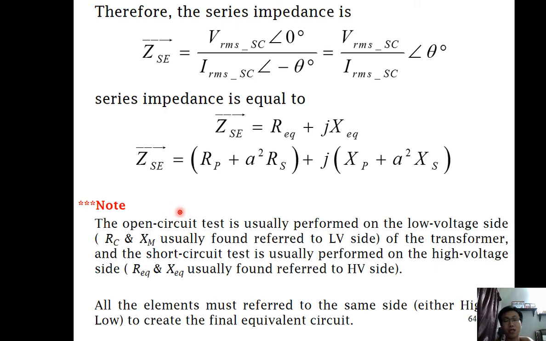So note that the open circuit test is usually performed on the low voltage side. Then R_C and X_M are usually found referred to the low voltage side of the transformer. And the short circuit test is usually performed on the high voltage side. R equivalent and X equivalent are usually found referred to the high voltage side. Now, a bit confused? Later we'll go to the sample question, then you will understand. All the elements must refer to the same side, either high or low voltage side, to create the final equivalent circuit. That's why the final equivalent circuit will be at the same voltage level.